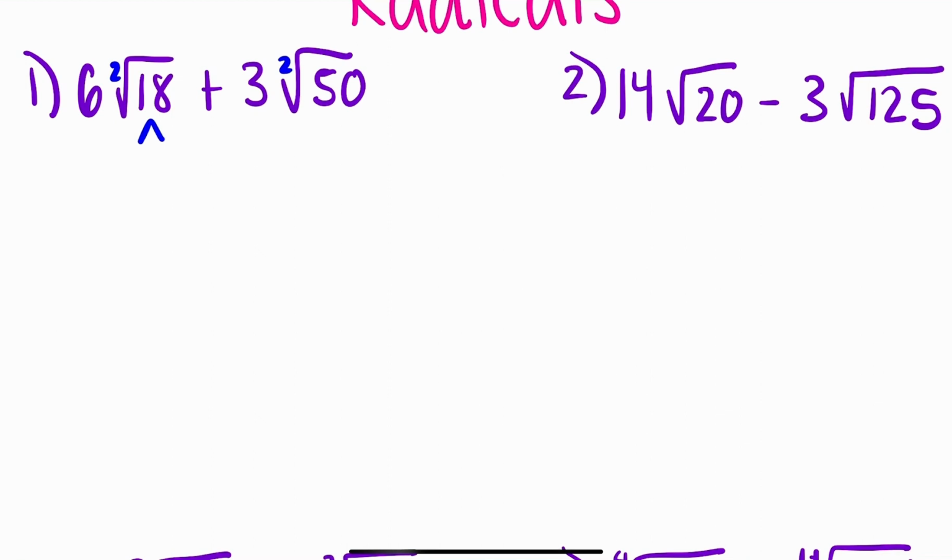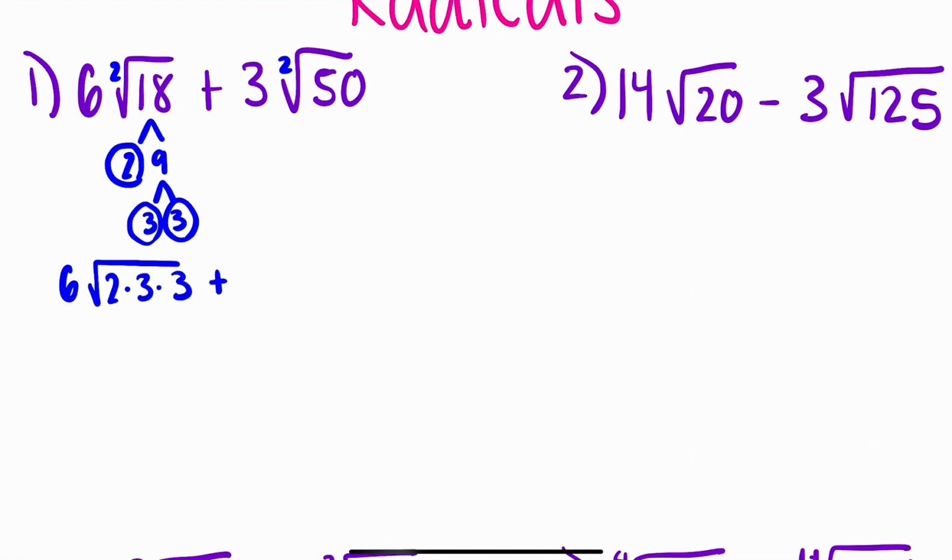When I think of 18, I think 2 times 9 is 18. 2 is factored all the way. I can't divide it by anything else besides 1. And then 3 times 3 is 9. Those 2 numbers are also factored all the way down. So this is really 6 times the square root of 2 times 3 times 3. Plus, put my 3 there, and let's factor down 50.